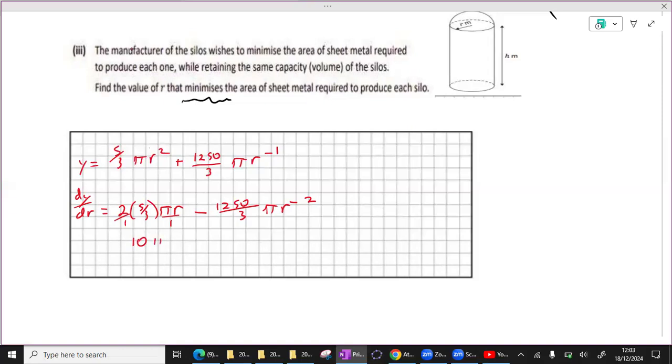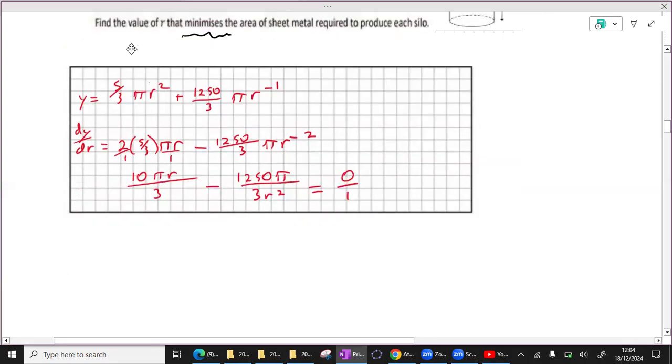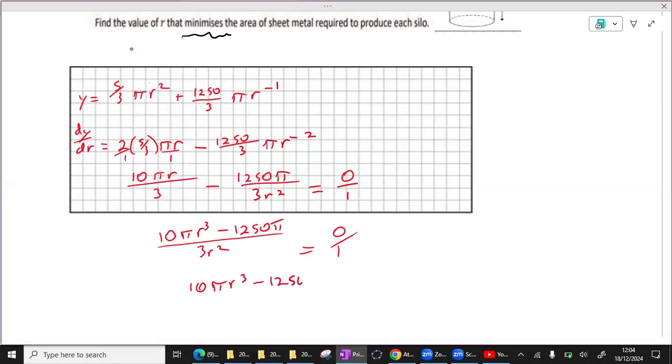So it's 2 and 5 and pi and r on top, so 10 all over 3. And over here, it's going to be 3r squared on the bottom. Now, maximizing or minimizing, we differentiate once and let it equal to 0. So what I'll do is multiply by the r squared. Now, it has the 3 already, but it doesn't have the r cubed. Now I cross multiply: 10 pi r cubed minus 1250 pi equals 0.